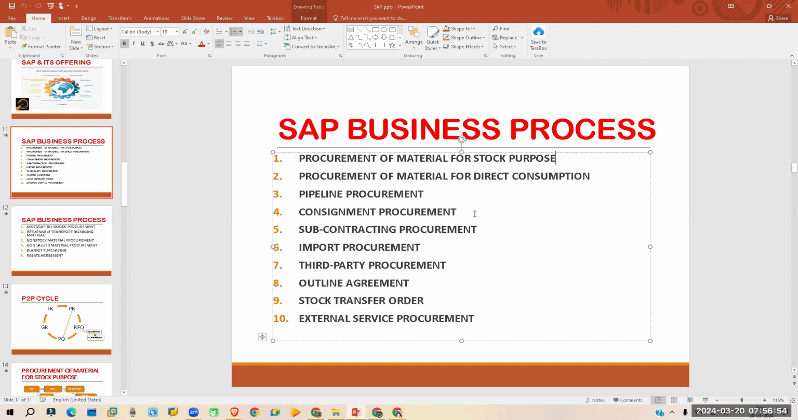If required, go through this video, write it down somewhere, or go to Google, just type this in Google and take a definition from there. What is stock purpose procurement, procurement of material for stock purpose? What is a pipeline procurement? Give me a definition of pipeline procurement. Just go to Google, write it down, give me a definition for consignment procurement. You can find the definition from Google, or if you want to write it from the recording, just listen to the recording and then write it down on your own.